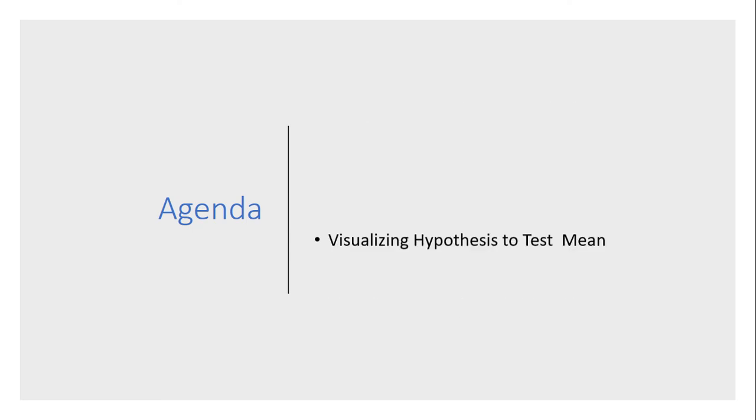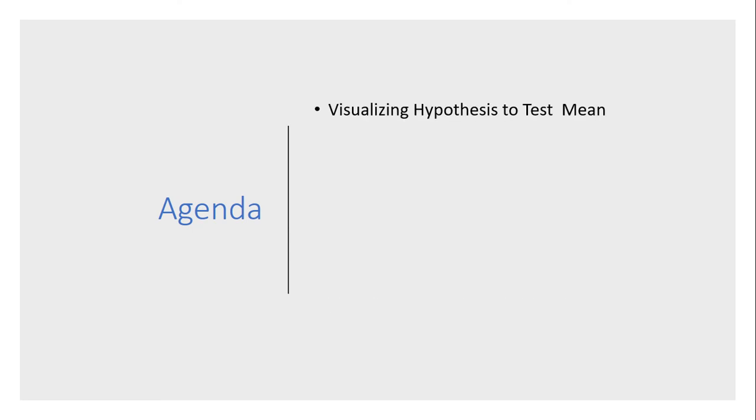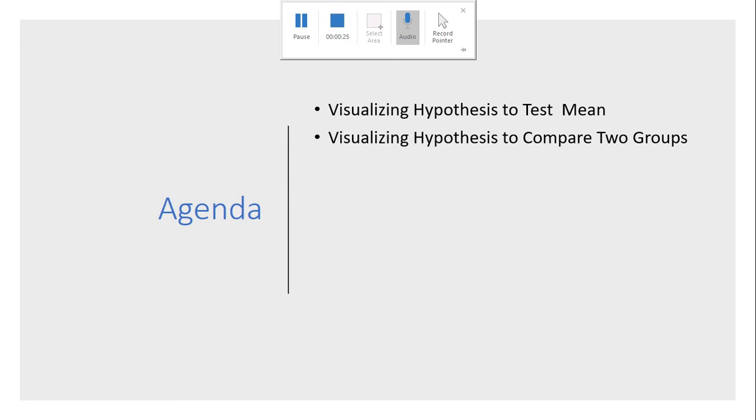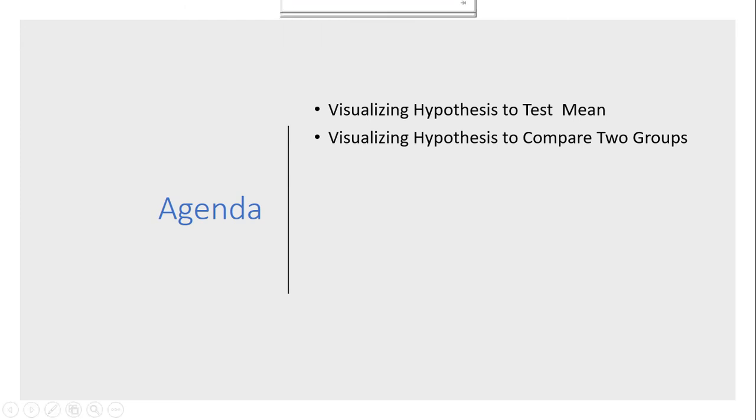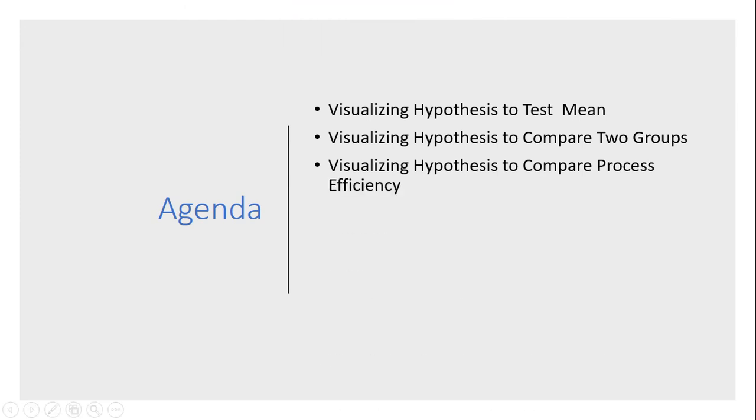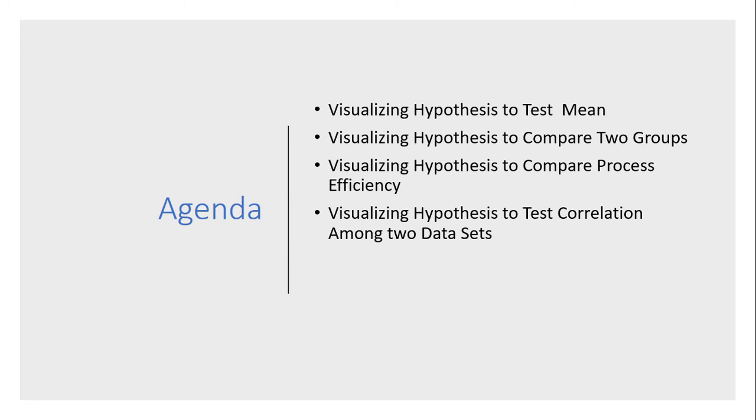Agenda. We'll start off the presentation by visualizing hypothesis tests for a mean. Second, visualizing hypothesis tests to compare two groups. Visualizing hypothesis tests to compare process efficiency. Visualizing hypothesis tests for correlation among two datasets. And lastly, summarizing important takeaways from the presentation.